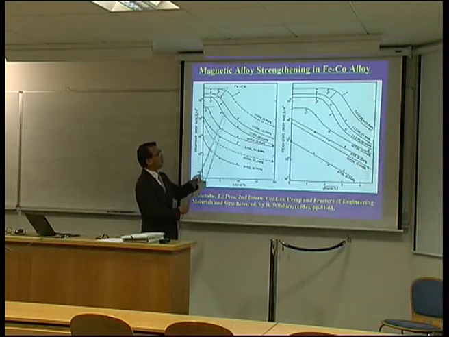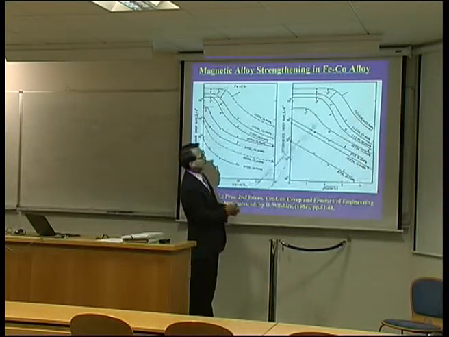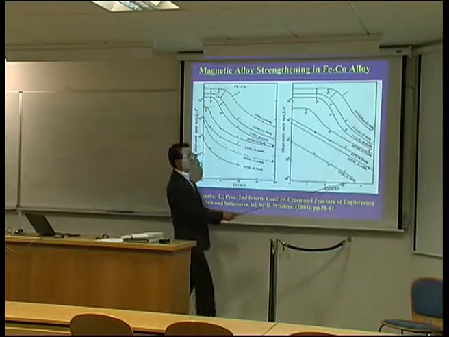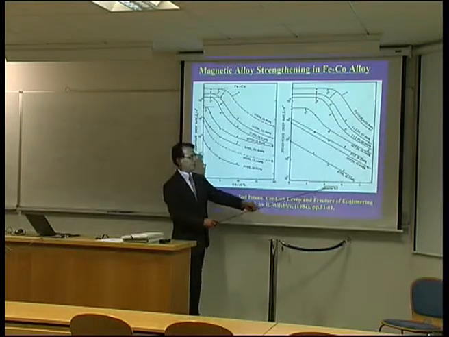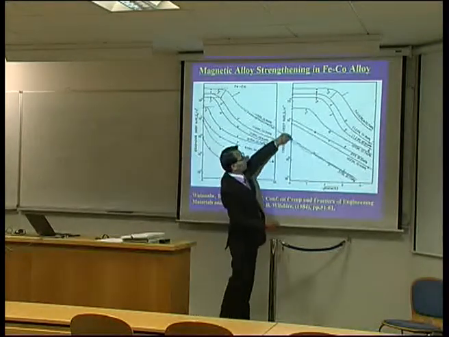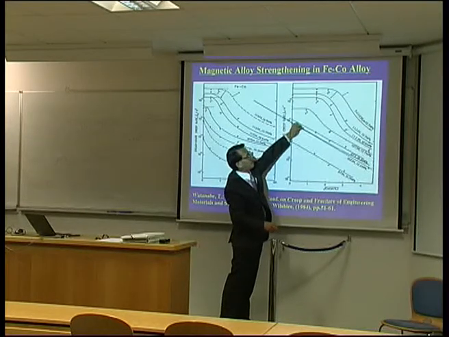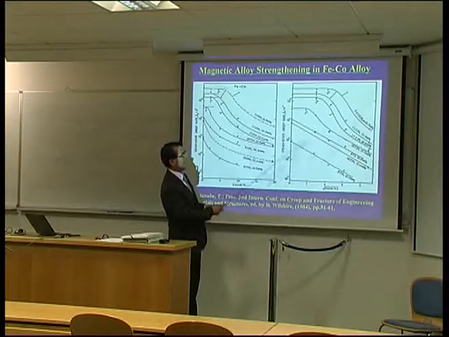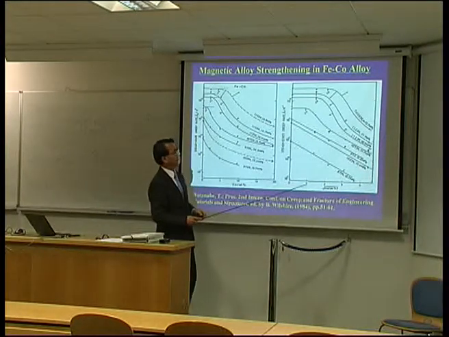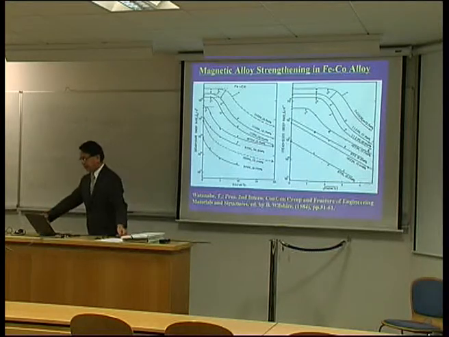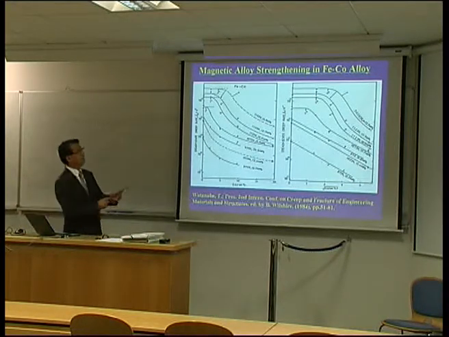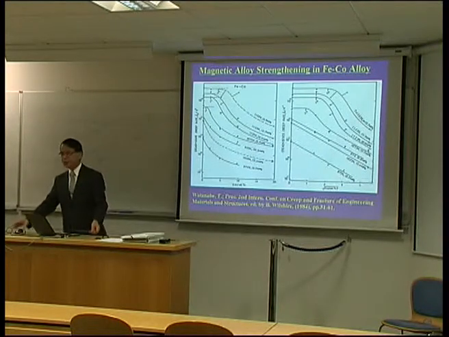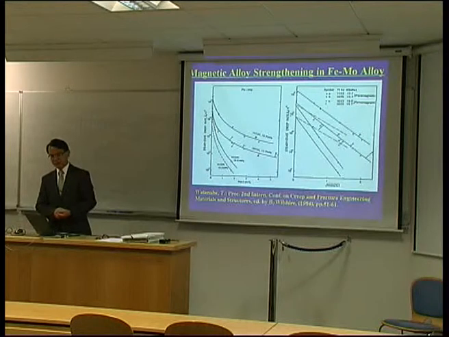So if we plot the steady state creep rate as a function of the square root of cobalt content, we can experimentally find a very nice inverse linear relation like this. So this is the iron. So definitely this effect must be due to the ferromagnetic phenomenon.